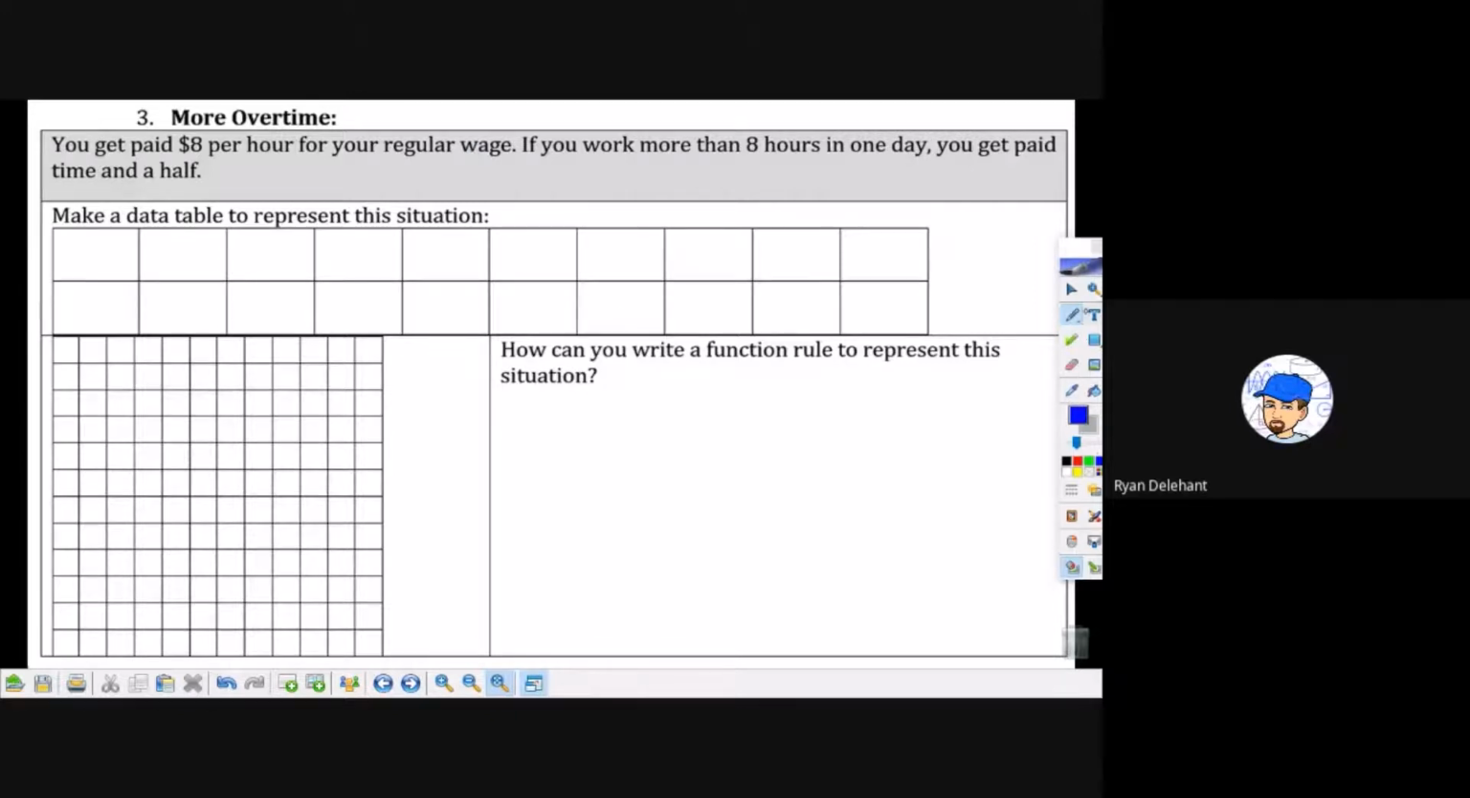But let's look at this and see if we can figure our way through this. So you get paid $8 an hour. If you work more than 8 hours in a day, you get paid time and a half. So let's make a table to represent this. Let's go 0, 1, 2, 3, 4. Oh, we should probably not start at 0. Let's start at 1 because we're going to run out of space with this table.